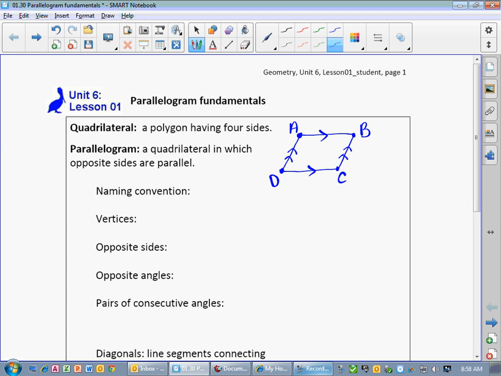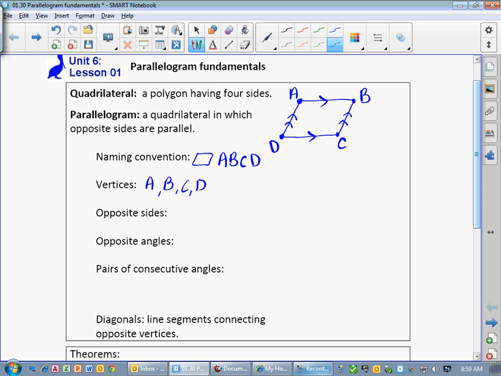So the way we name a parallelogram is we draw a little parallelogram and name it by the vertices, and the order here matters. We start in the top left and go around the figure clockwise. So A, B, C, D. Whenever you first look at this, you may think I put the letters out of order, but in fact there is rhyme to my reason. So what are the vertices of this parallelogram? They're the 4 corners: A, B, C, and D.